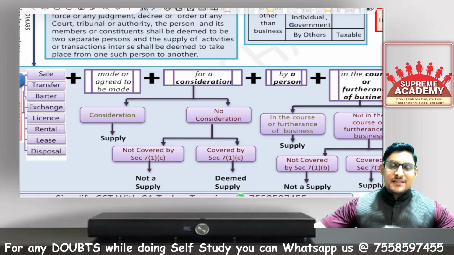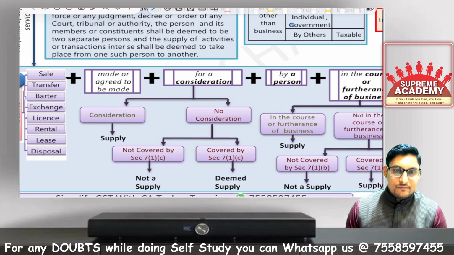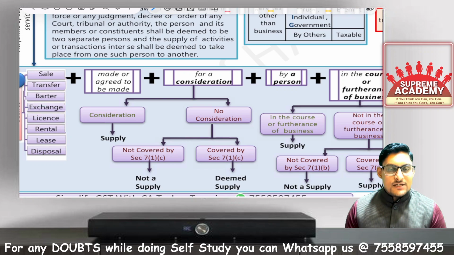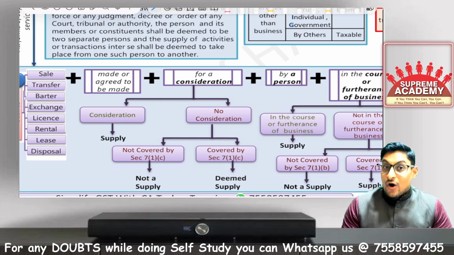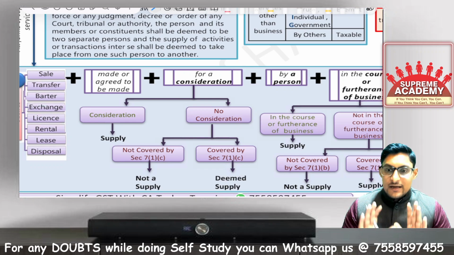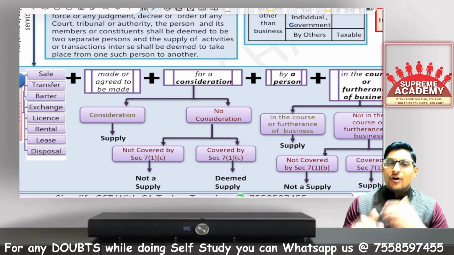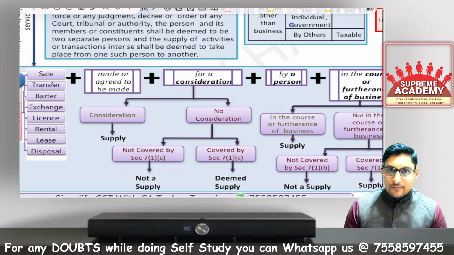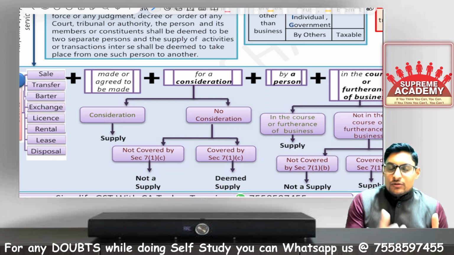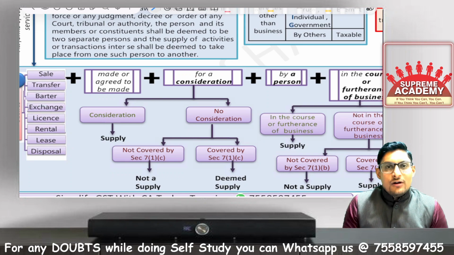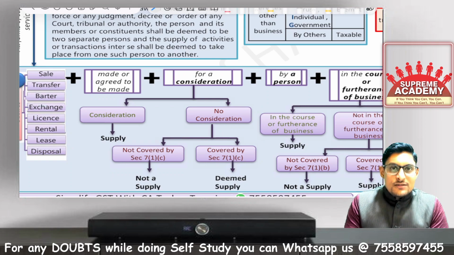This is the very basic definition of supply. Supply means all forms of supply of goods or services, which are sale, exchange, barter, transfer, lease, rental, etc., anything it may be. Made or agreed to be made: either made, meaning done, or you are going to do it. Why are you doing this sale, exchange, barter, transfer? For consideration.